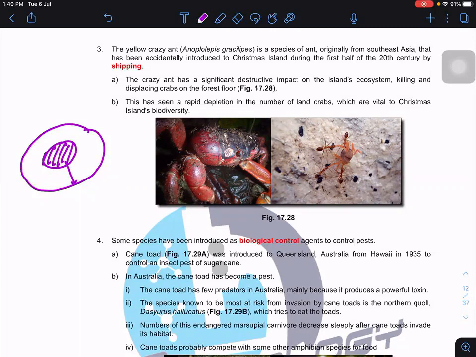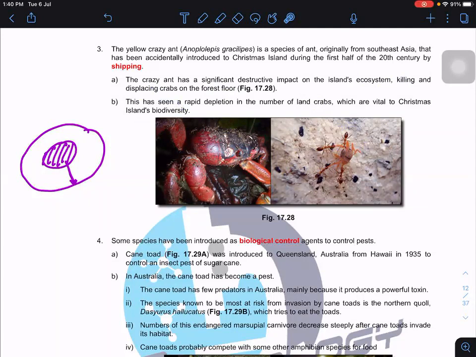When they migrate, they will meet this invasive species called the yellow crazy ant. These yellow crazy ants will kill most of them during the migrations. The yellow crazy ant has a significantly destructive impact on the island's ecosystem, killing and displacing the crabs on the forest floor. There has been a rapid depletion of the number of land crabs or red crabs, which are vital to the Christmas Islands' biodiversity. Can you see that?